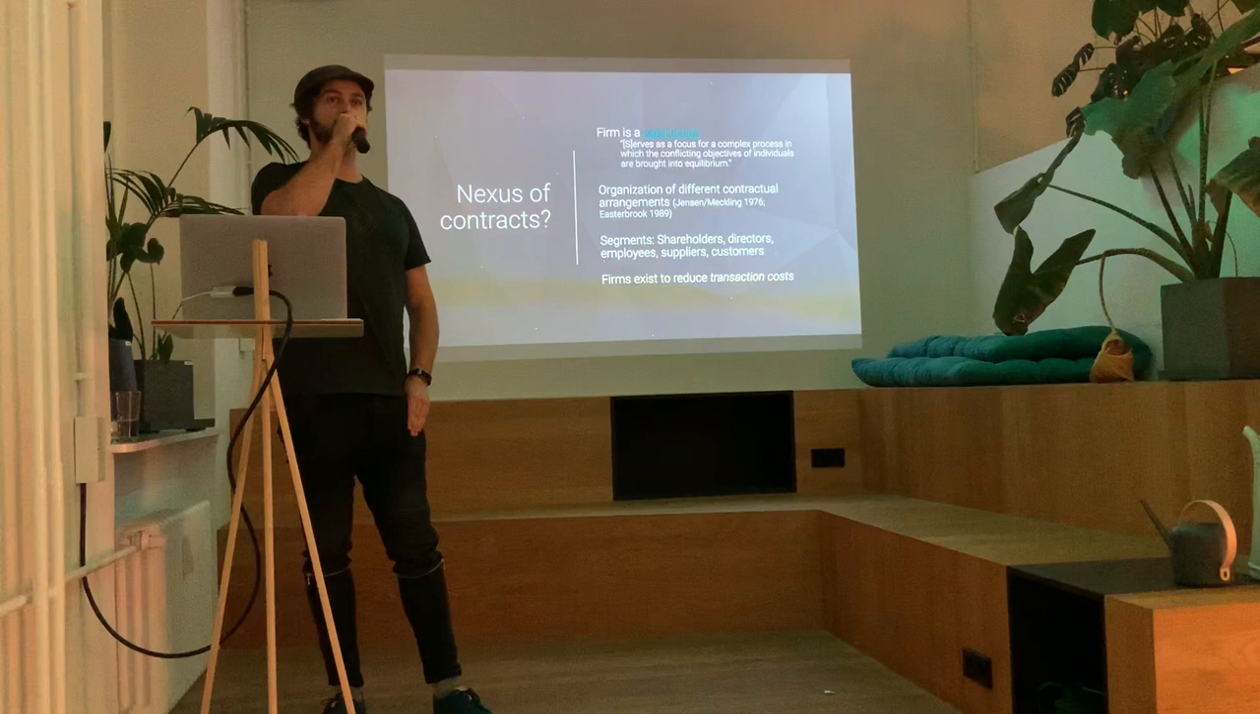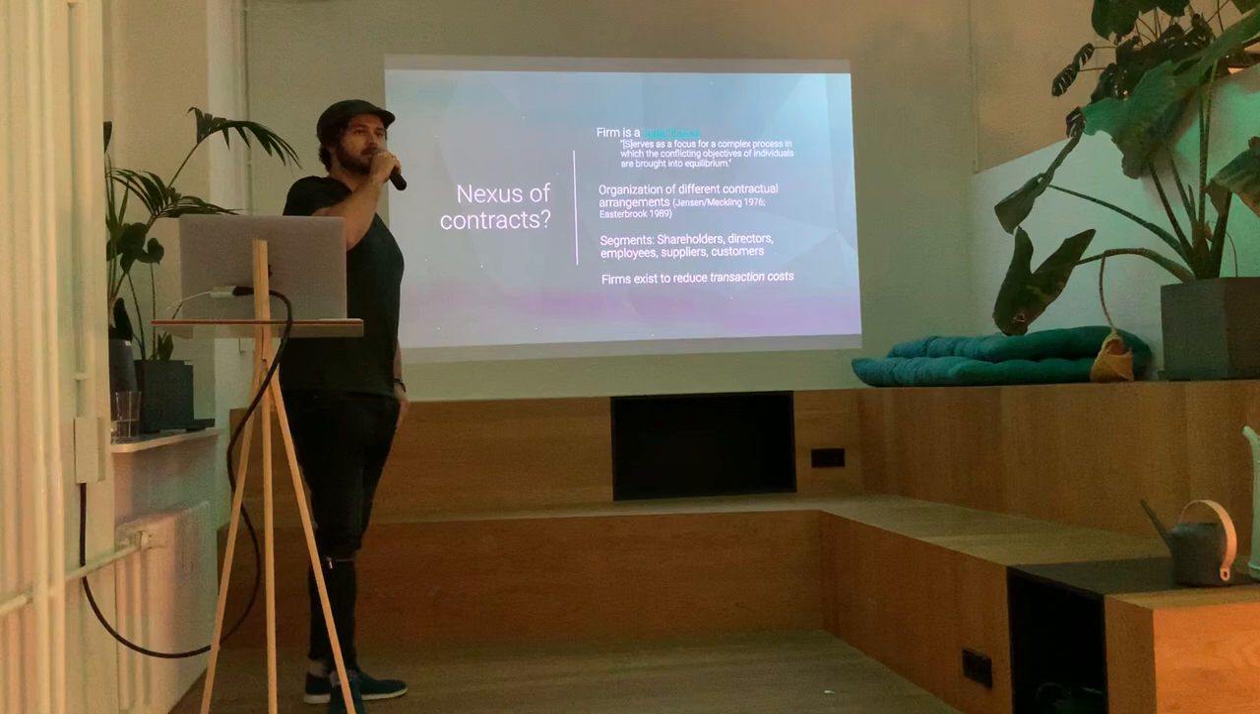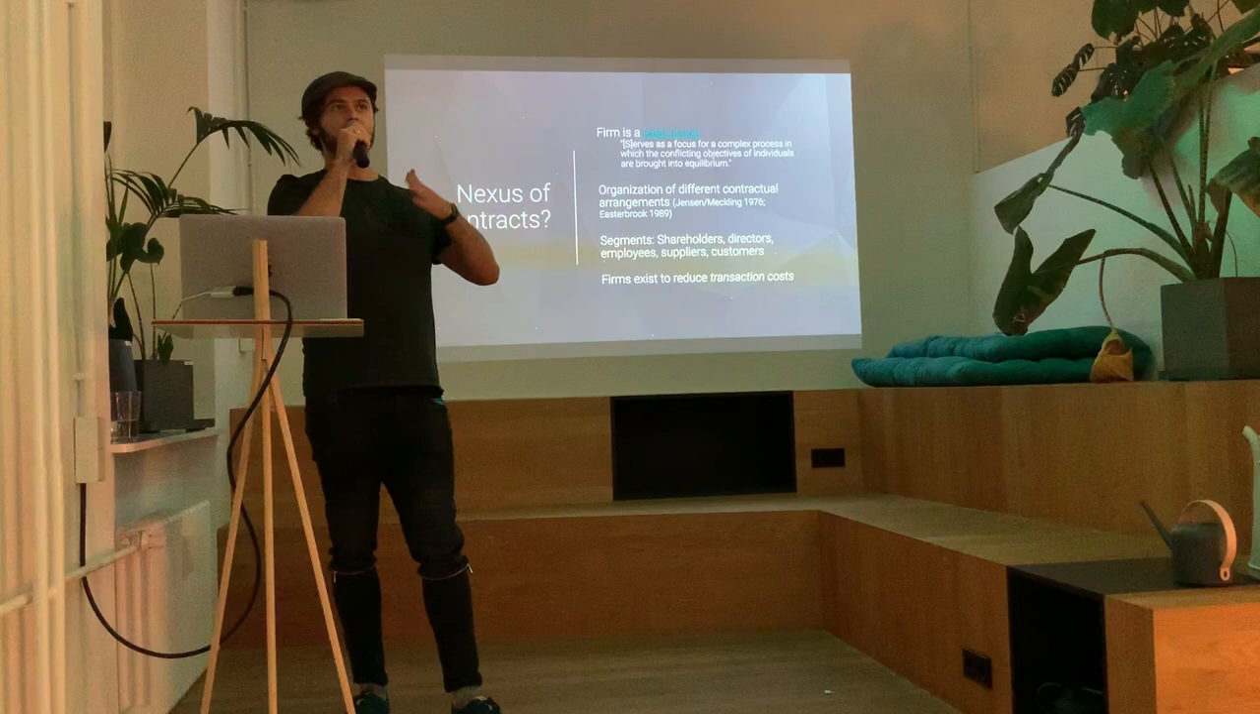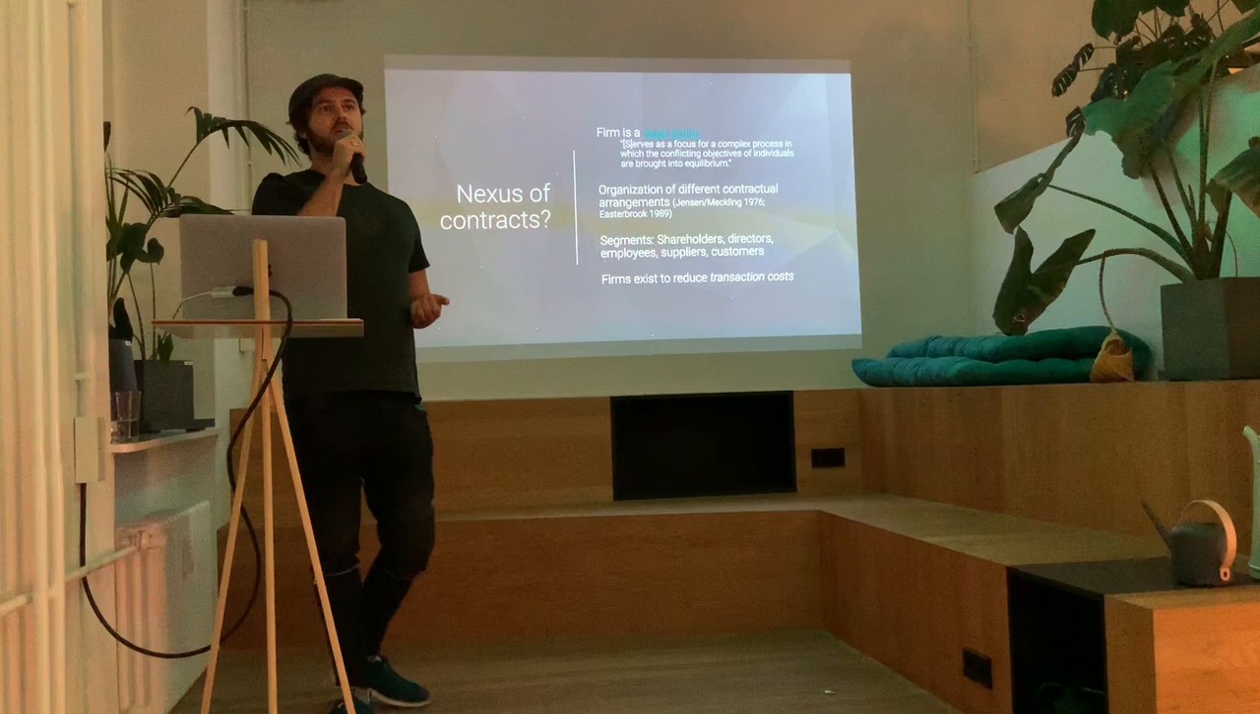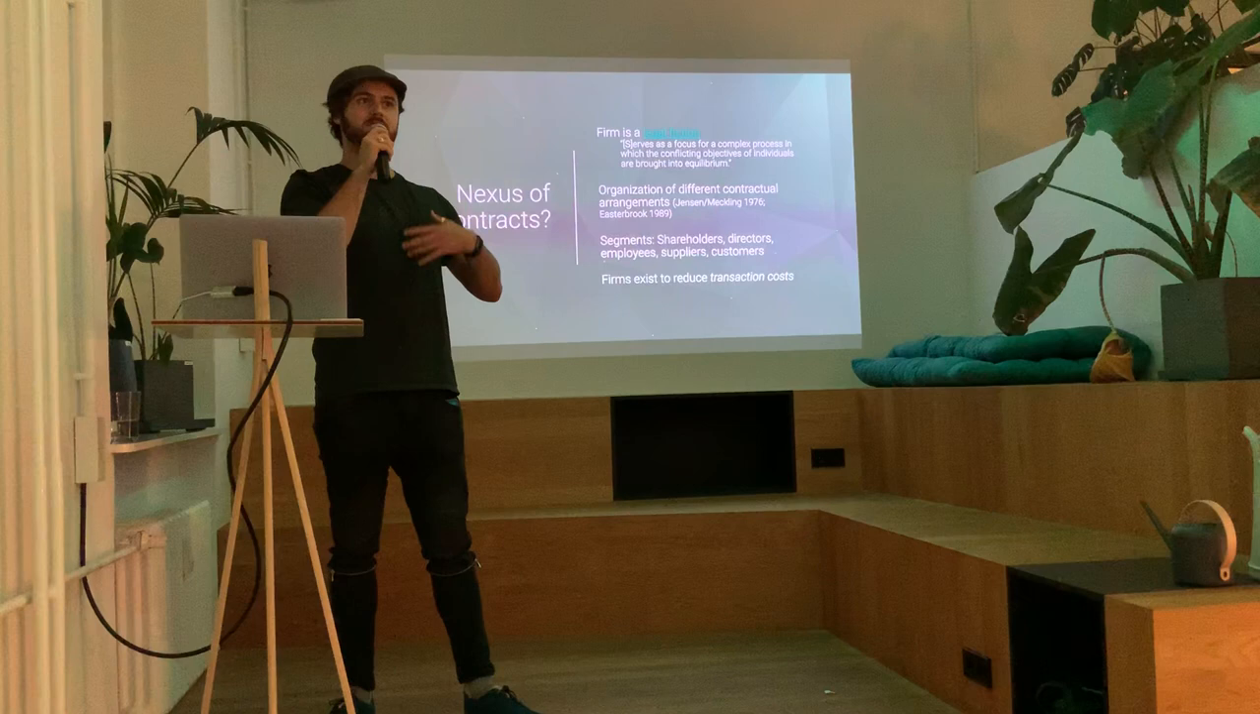So we can see that a firm is this organization of contractual arrangements between different groups of stakeholders. We can think of them as shareholders, directors, employees, suppliers, customers. And we come to the conclusion that the reason we don't just have a market, that we are organizing as a firm, is that we're trying to reduce the cost of us doing business together.